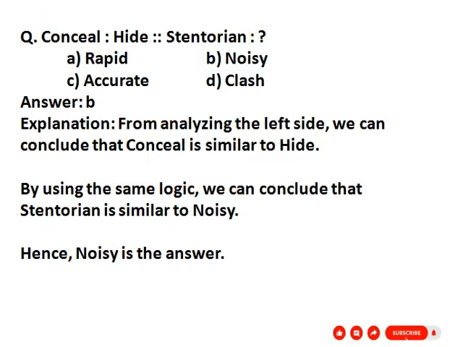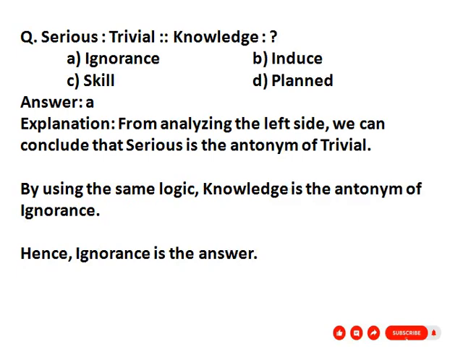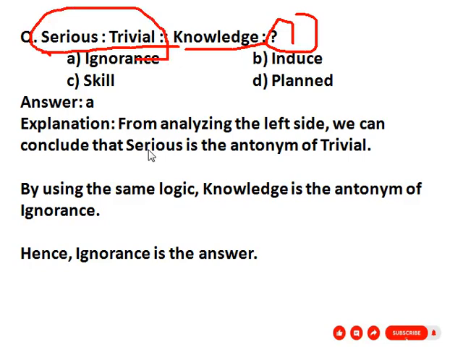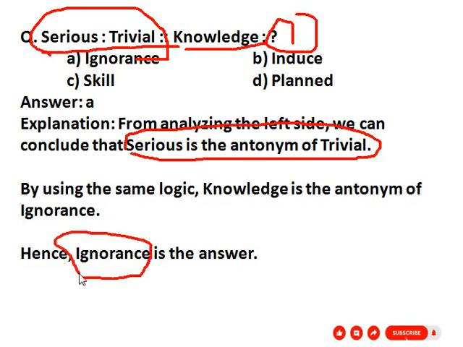Our next question is serious, trivial, knowledge, question mark. So what is the relation between serious and trivial? Serious is the antonym of trivial. Trivial is the opposite of serious. So what is the opposite word of knowledge? The opposite word of knowledge is ignorance. So our correct answer is option A, ignorance. Here given option A, ignorance.